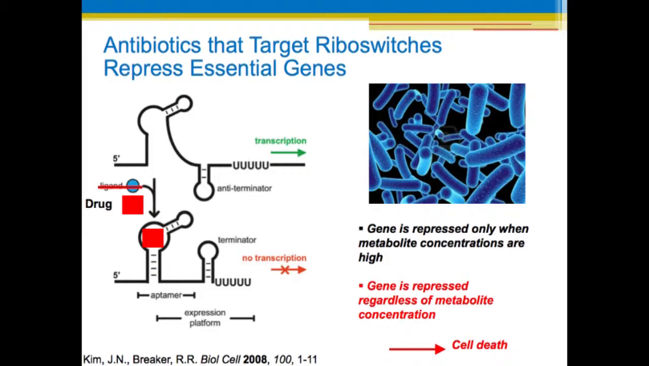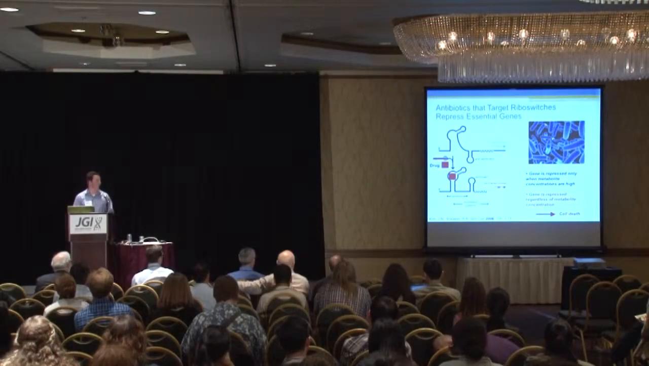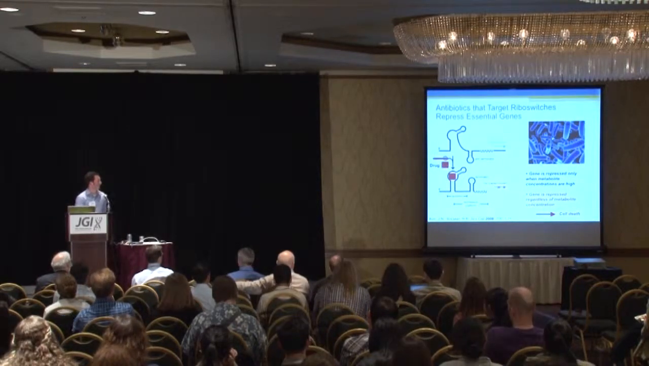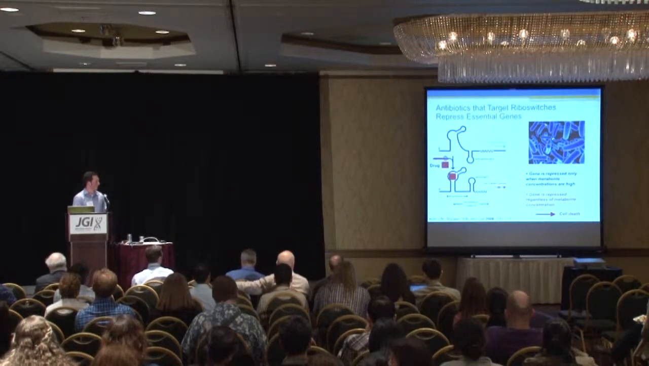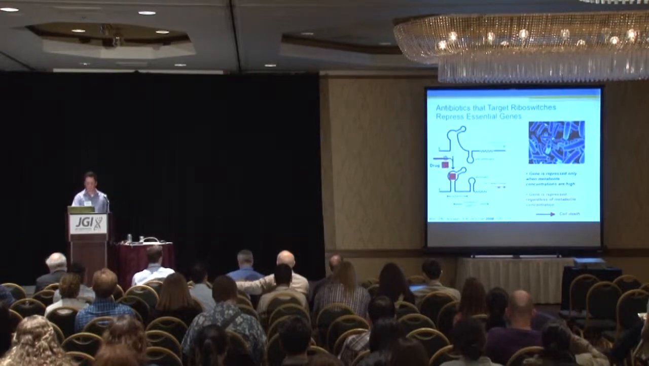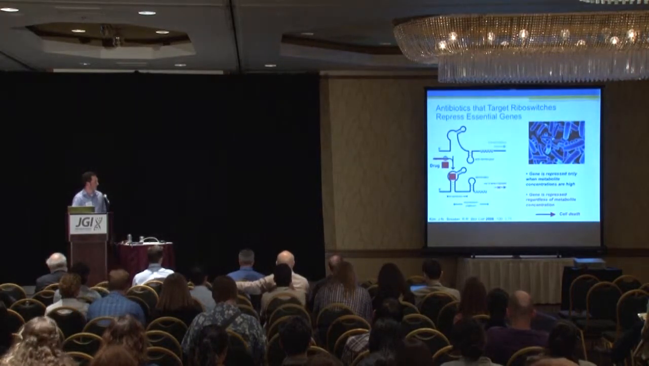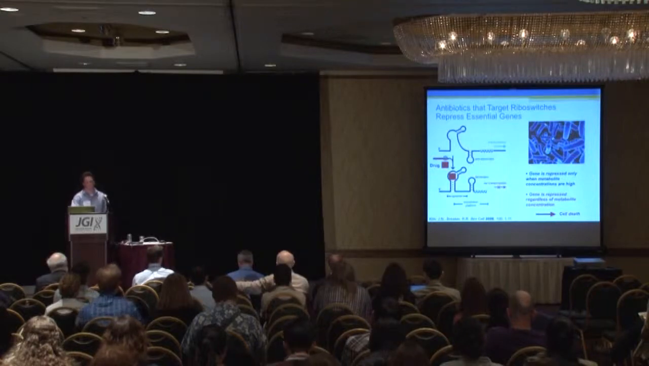For this reason, riboswitches are a pretty convincing target for antibiotic development. Also, the added bonus is that they're almost exclusively found in bacteria. So they're a great target for antibiotic development. Again, if you hit this riboswitch sequence with a drug, you turn off the ability of the cell to respond to metabolite concentrations, and this would lead to cell death.